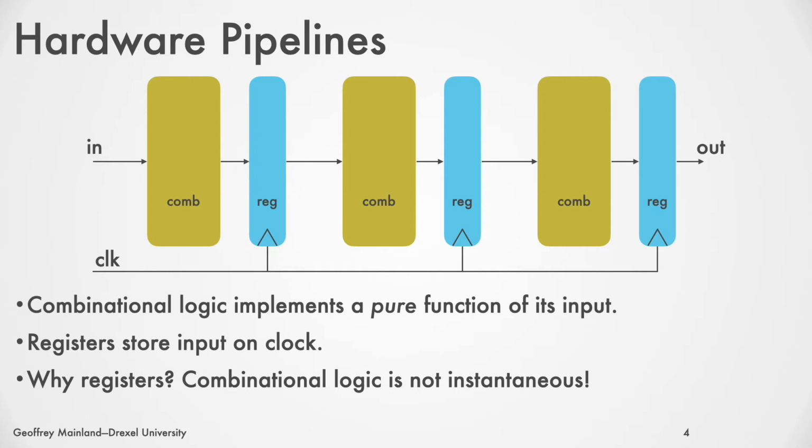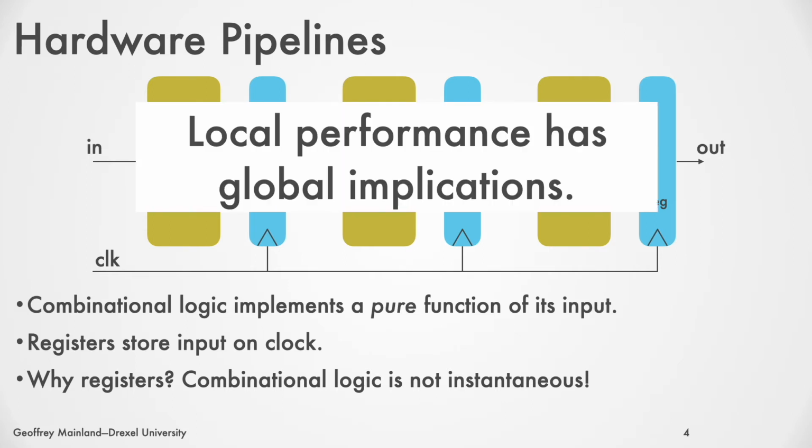There are many different handshake protocols. Unfortunately, we can't build abstractions in VHDL or Verilog that abstract over the handshake protocol by separating out the pure combinational computation. However, we can build this kind of abstraction in a functional language like Haskell. Why is performance especially important in the hardware domain? It's because the global clock can only run as fast as the slowest stage. Local performance has global implications. A single slow stage can tank global performance in a hardware circuit.